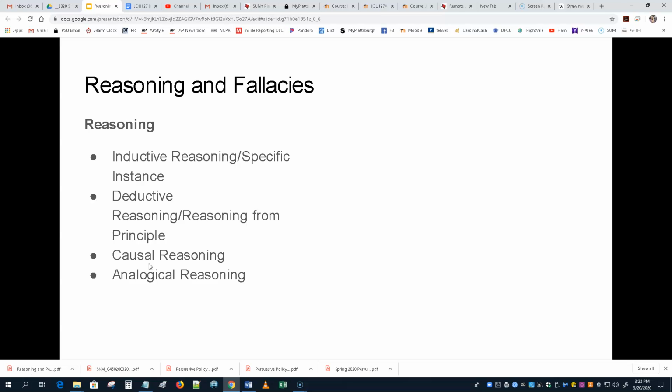Causal reasoning. The idea is one thing causes another. The example given in your textbook is there's ice on the sidewalk, you slip and fall, you break your arm. Therefore, because of the ice on the sidewalk, I fell and broke my arm. The problem becomes that sometimes things that come before something, sometimes things that appear linked to something by a cause, are not at all. Maybe it's just a coincidence, right?